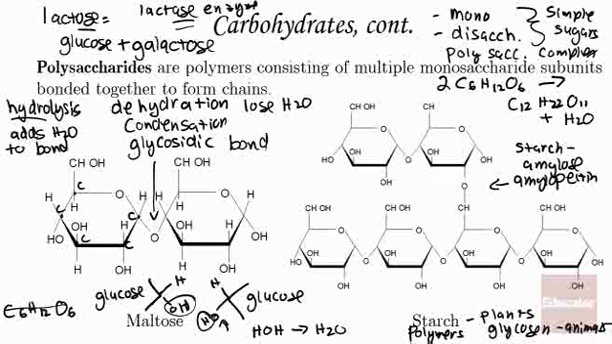Glycogen is found primarily in the liver and in muscle cells. Sugars are used for quick energy. So they're rapidly available, but they're also rapidly depleted. And that's why we have other forms of energy store, such as fats, which we'll talk about shortly, and proteins.